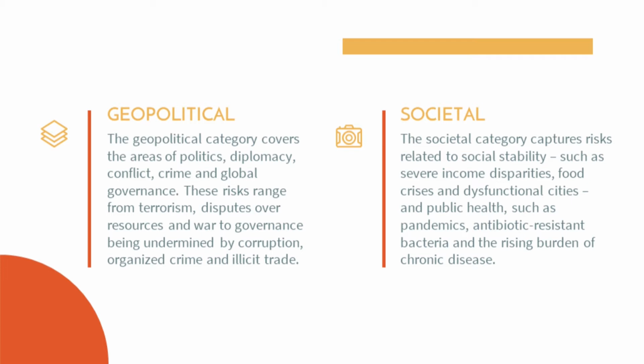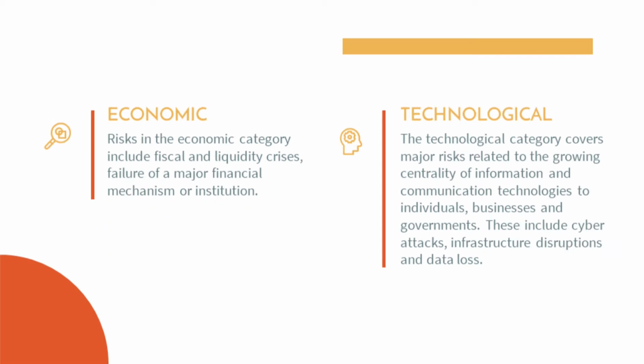The societal category captures risks related to social stability, such as severe income disparities, food crisis, and dysfunctional cities, and public health such as pandemics, antibiotic-resistant bacteria, and the rising burden of chronic disease. Okay, fourth, economic risk. Risks in the economic category include fiscal and liquidity crisis, failure of a major financial mechanism or institution. And lastly, technological risk.